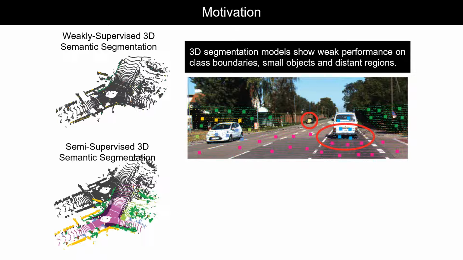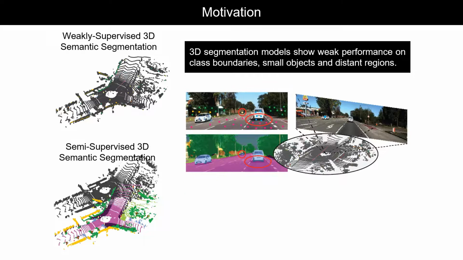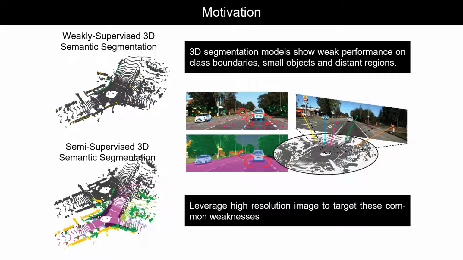These errors are severely reduced when operating on a denser representation of a scene, such as with commonly paired camera images. With the aid of RGB color channels, 2D segmentation models are better able to separate class boundaries, and with the denser representation, are better able to detect and segment small objects and distant regions. Our goal in this work is to leverage this high-resolution image within our 3D pipeline to target these common weaknesses.